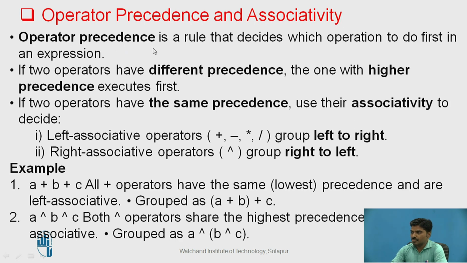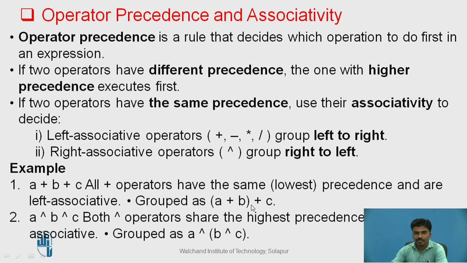Operator precedence is nothing but a rule that decides which operation to do first in an expression. If two operators have different precedence, the one with higher precedence executes first. Example, A plus B plus C. In this case, all the operators have equal precedence because plus and plus have the same precedence. So this expression is evaluated from left to right.